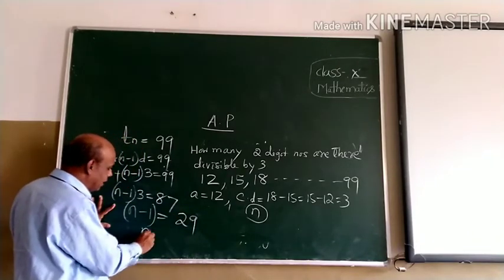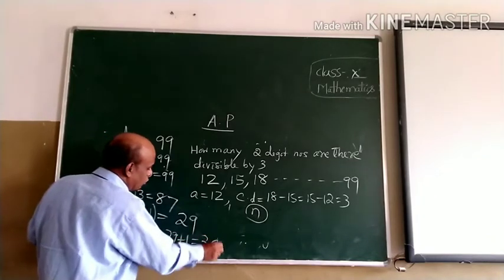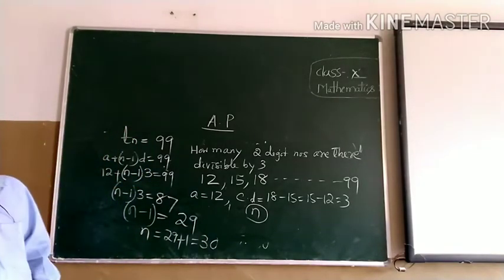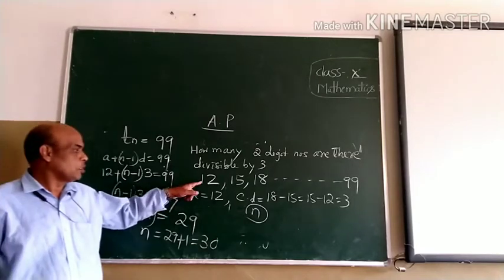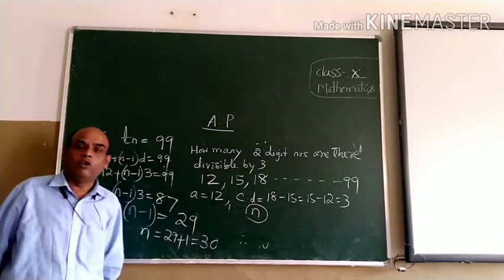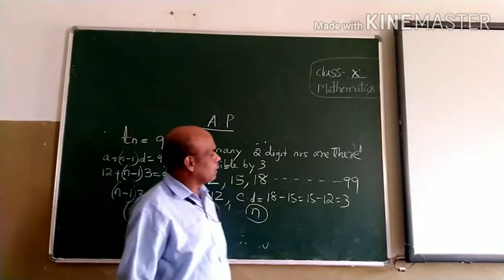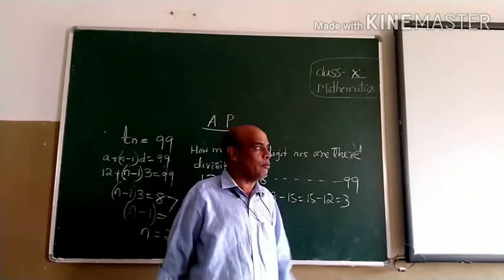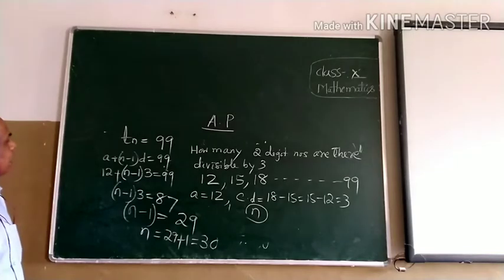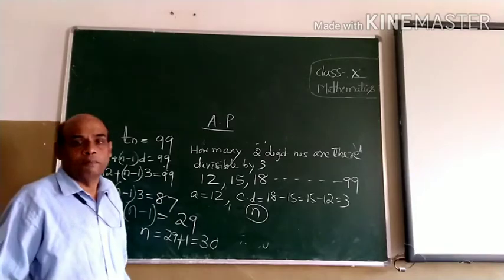So what is the value of n? n is equal to 29 plus 1, that is 30. We got the final answer, 30. It means in the sequence there are 30 terms. Already we can say the first term is 12 and the second term is 15, like that. There are 30 terms whose nth term value is given to you as 99. So this type of question we may solve by using the formula a plus (n minus 1) into d, which is the formula for the nth term.